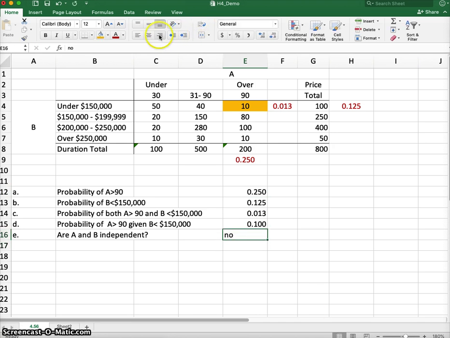And then I'll just put that over there and I'll save it. Okay, and there we go. If you can do that, you should be able to do your homework.